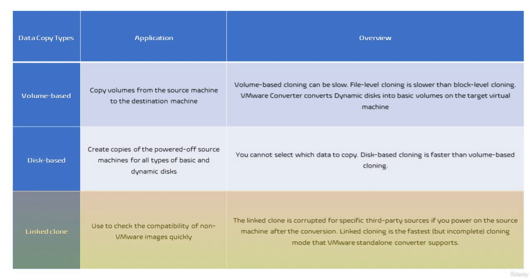When you're talking about a linked clone, use this to check the compatibility of non-VMware images, and you can do that rather quickly. The linked clone is corrupted for specific third-party sources if you power on the source machine after the conversion. See, linked cloning is the fastest, but it is incomplete as a cloning mode that VMware Standalone Converter supports. So we'll talk about more of that.